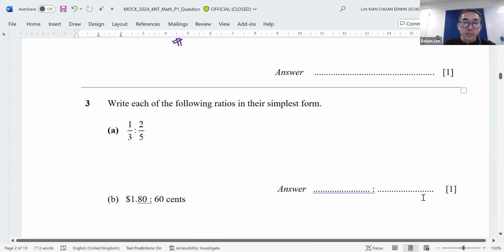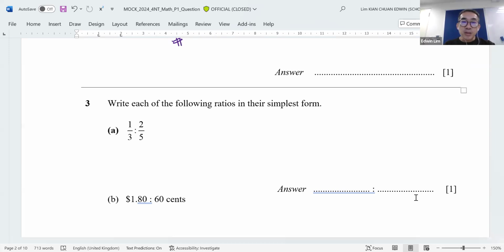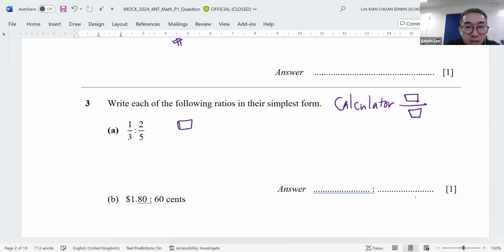Next question. Write which of the following ratio in their simplest form. The easiest way to do this is using calculator, right? Using the fraction function. So how do I actually press these numbers in the calculator, right? So this is what you need to do. I will just draw it out in this question. In the calculator, press this button first.